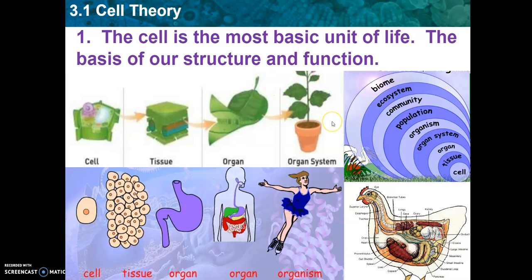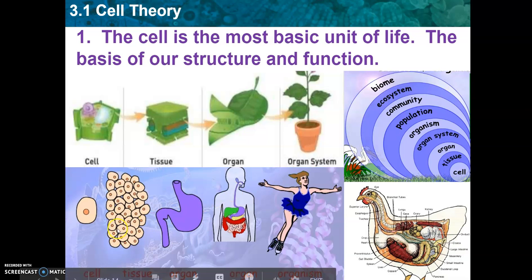The organization of life. Now, we will go beyond the organism when we get to ecology and talk about populations, community, ecosystems, biomes, and biosphere. But for right now, this is our organization of life. Cells make tissues. So a group of cells that work together for the same purpose is a tissue. And then tissues comprise organs. Again, a group of tissues working together, same purpose. And then organs come together to make organ systems.